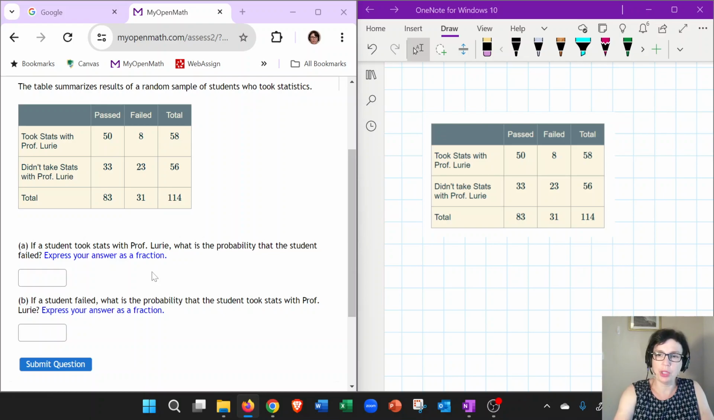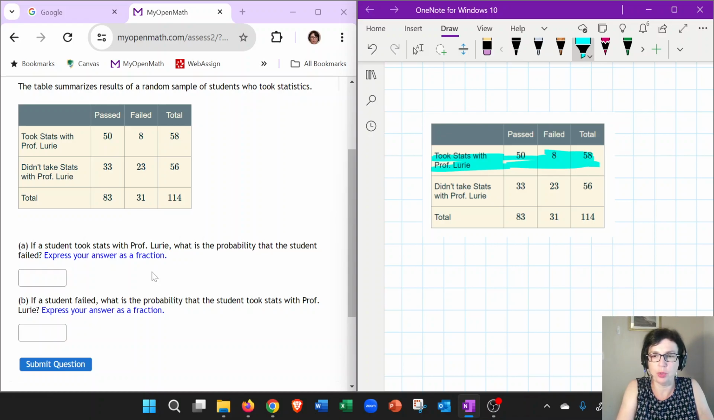So what you do is you're just going to go ahead and highlight that row or column. In this case, that would be a row, right? So there would be this row right here. So I know that the student took statistics with me. What is the chance that that student failed? So failed would be this, but you are now in your new universe. So you are saying, what's the chance of failure given that Professor Lurie was the teacher?